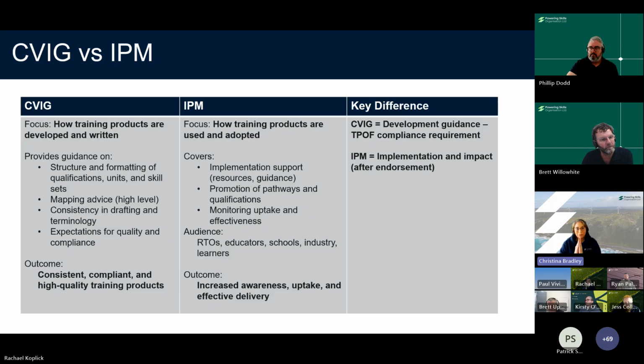Our CVIG is very clear on what is required under the TPOF. It is about the structure and formatting of your qualifications, units and skill set, mapping advice, that really high level, superseded, not superseded, new, deleted, that kind of stuff. It's about providing consistency in drafting and terminology, and the expectation of quality and compliance as well. Those things are required within the CVIG and will be part of when we put it up onto training.gov.